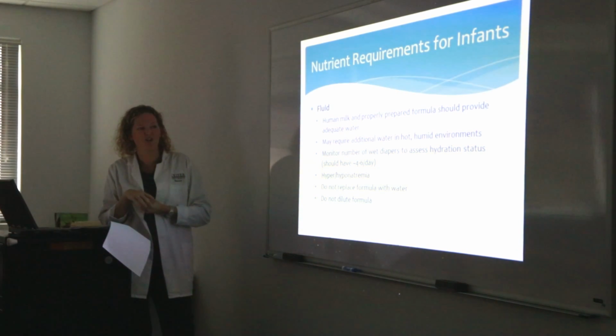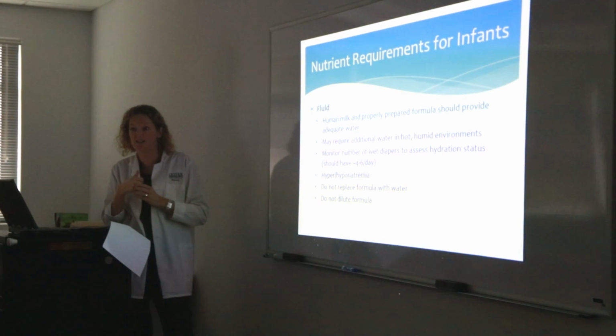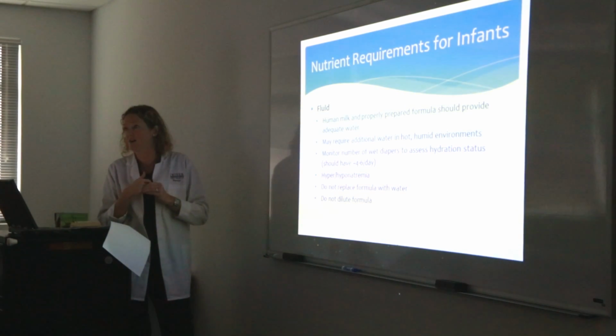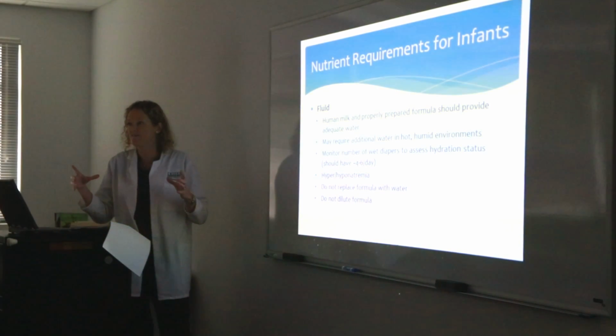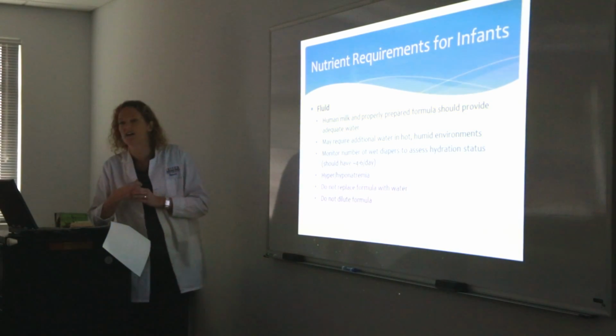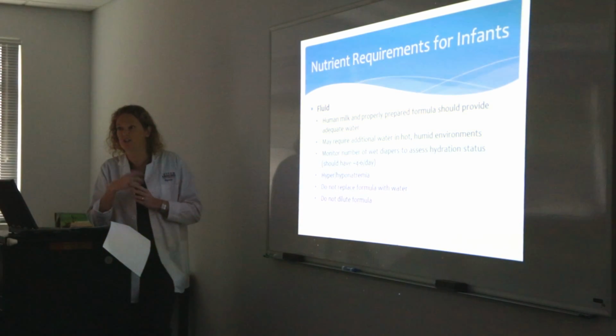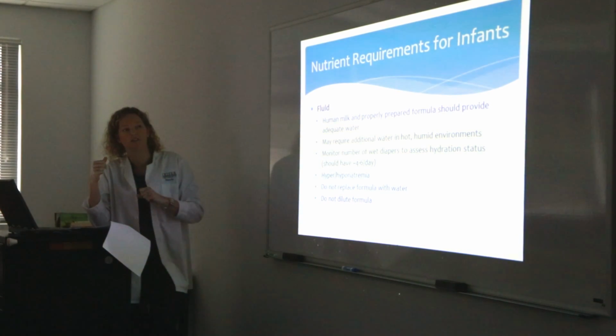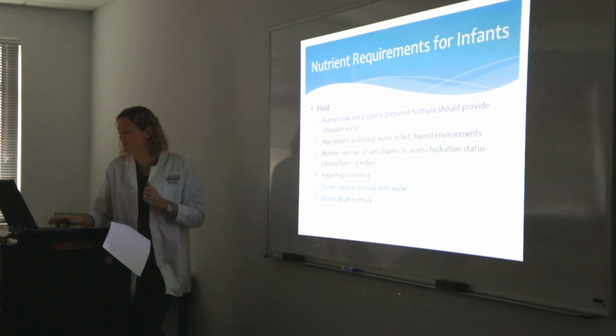You want to make sure that caregivers are not replacing formula with water, because that could lead to water intoxication, and that they're not diluting the formula, trying to make the formula last longer, because that can also lead to water intoxication. And of course that's going to make them fall off the growth chart too. They're going to start getting failure to thrive and losing weight.